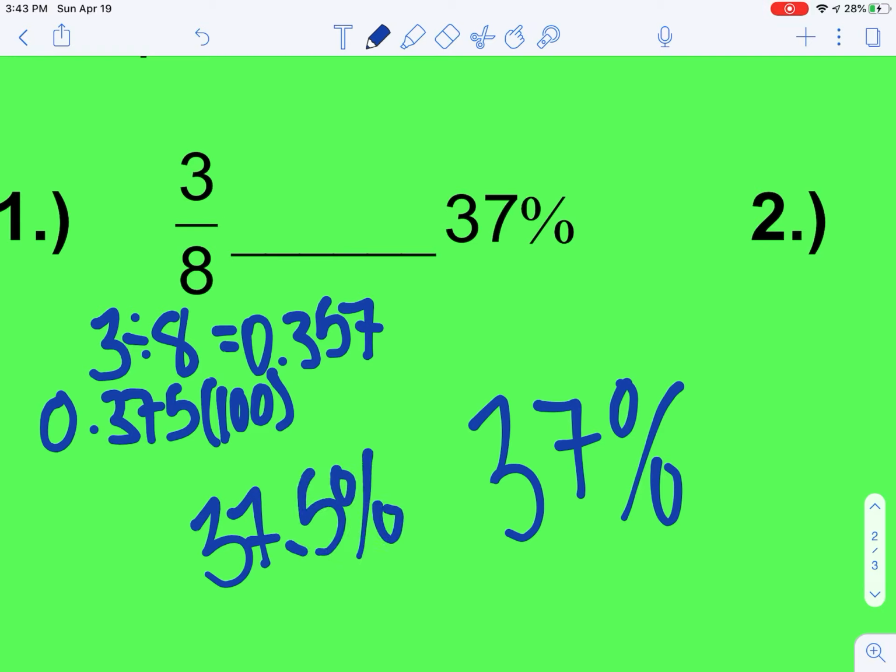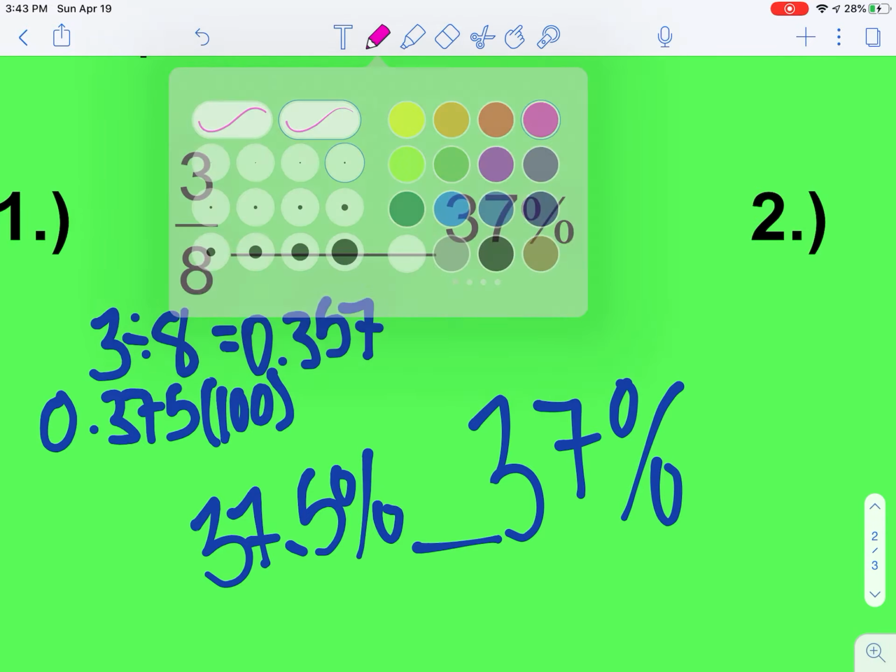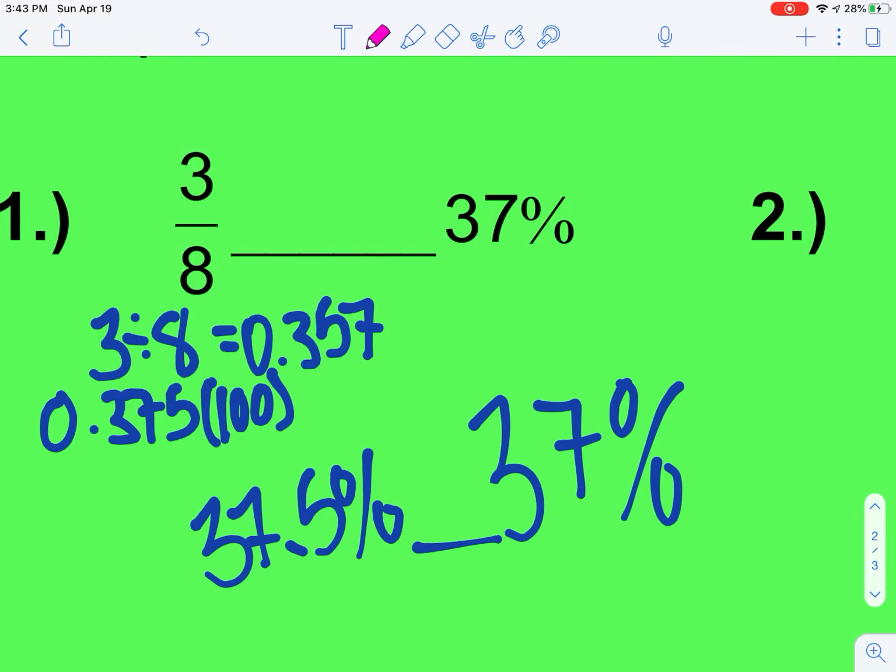37.5%. So I need to decide between these two numbers, which one is bigger, 37.5% or 37%. And it just so happens that 37.5% is just a little bit bigger, a very, very small amount bigger, which means that 3/8 is greater than 37%.